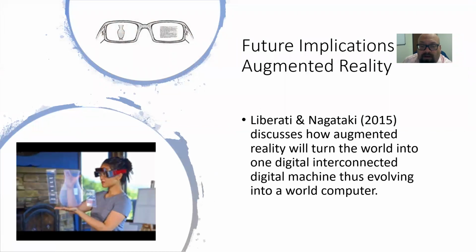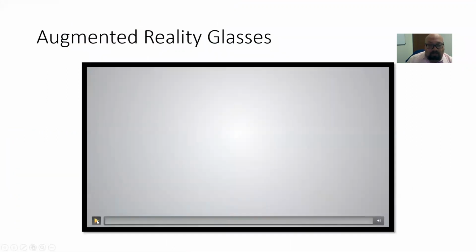Future implications of augmented reality. Liberty and Nagati in 2015 discussed how augmented reality would turn the world into one digital, interconnected machine, thus evolving into a world computer. And this shows a picture of how this individual is using AR glasses to conduct research and use technology to enhance her life. And this is a graphic of AR glasses, an example of augmented reality glasses and how they will be used in the future.